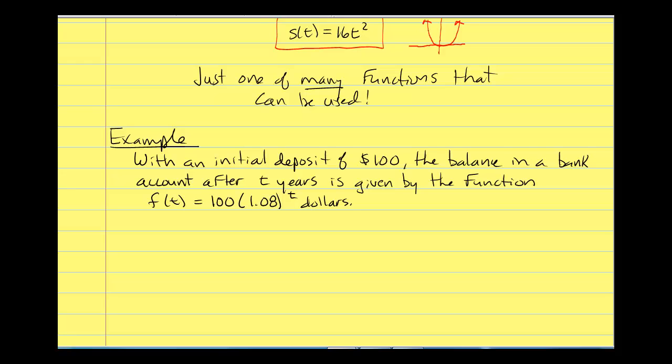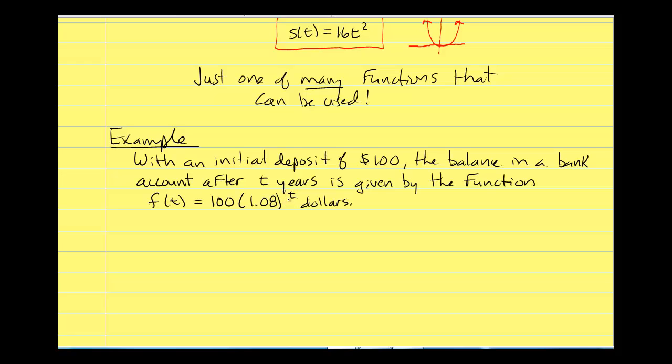With an initial deposit of $100, the balance in a bank account after t years is given by this function. So the function is provided for us in this particular case. So the function is f of t is equal to 100. 100 is what's representing our initial deposit. 1.08, that's an interesting question. That's going to be something that we figure out means something to do with interest, but we'll answer that eventually. And t is the amount of time in years that this is invested.